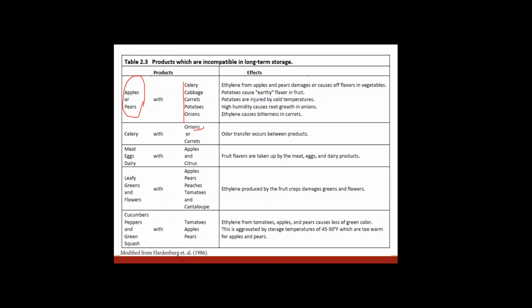Many things that transfer odors also will absorb odors themselves. So we never want to store meats, eggs, or dairy with any kind of produce, and that's a food safety issue. But anyway, you can read through the rest of the list here. And then the other incompatibility is actually temperature issues of storage as well.